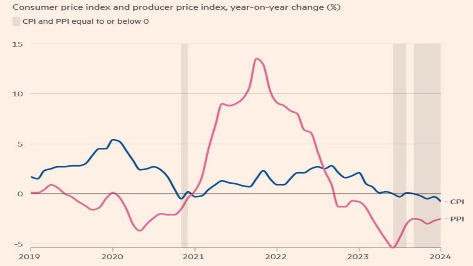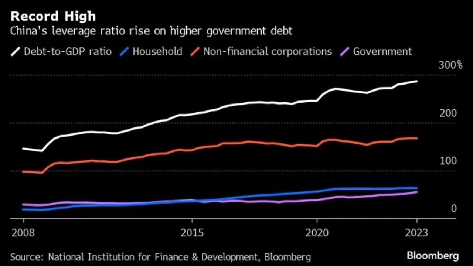And people are asking, why isn't inflation coming in China like the rest of the world? Are they in a deflationary liquidity trap? Well, let's take a look at some charts here. First of all, we all know that the debt in China is off the chart. Their debt-to-GDP ratio is nearing the 300% mark.